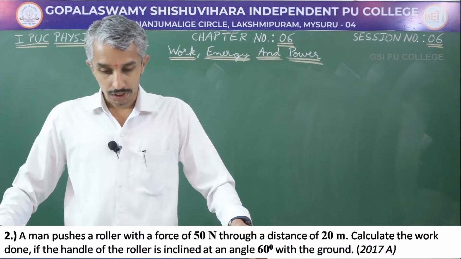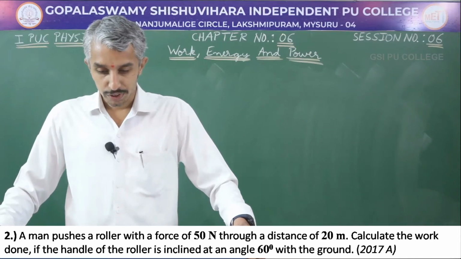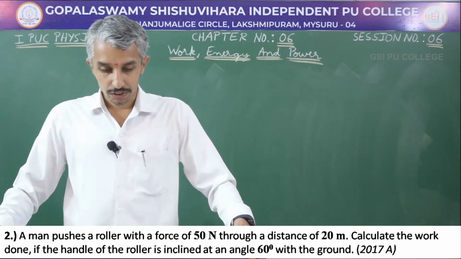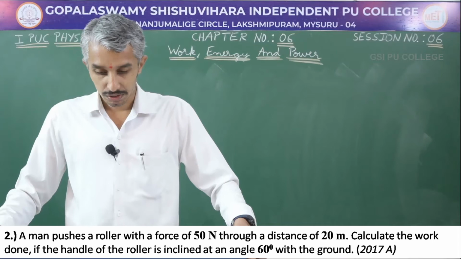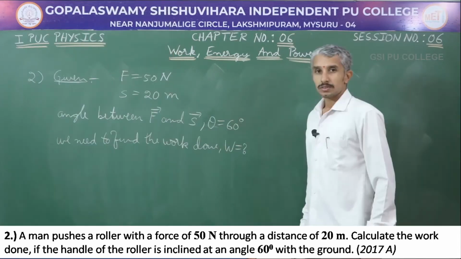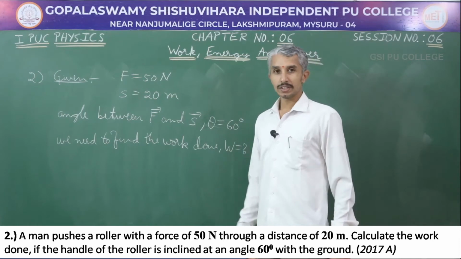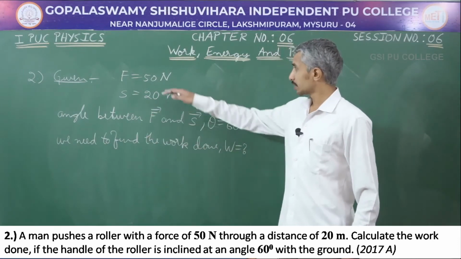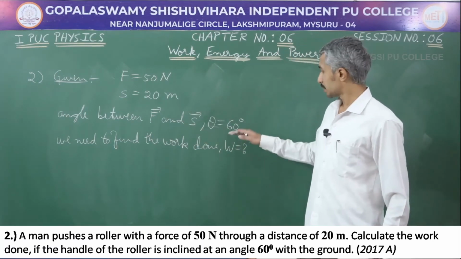A man pushes a roller with a force of 50 Newton through a distance of 20 meter. Calculate the work done if the handle of the roller is inclined at an angle 60 degree with the ground. So let us note down the data. A force of 50 Newton is being applied to pull a roller, and the distance moved is 20 meter. The angle between the force applied and the direction of displacement is 60 degree.